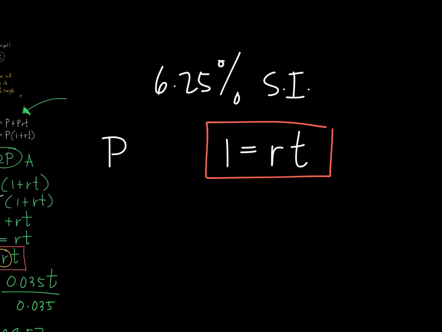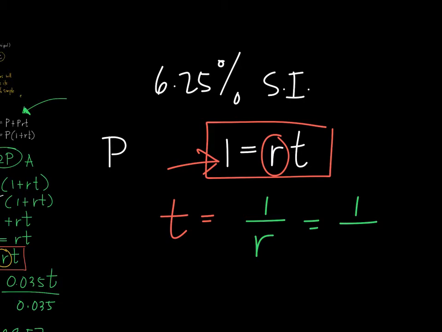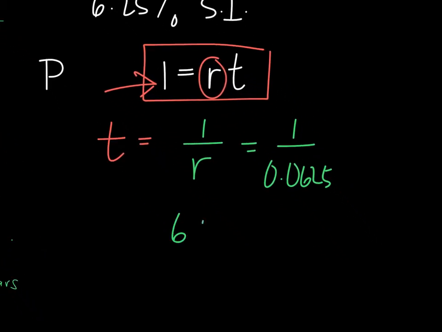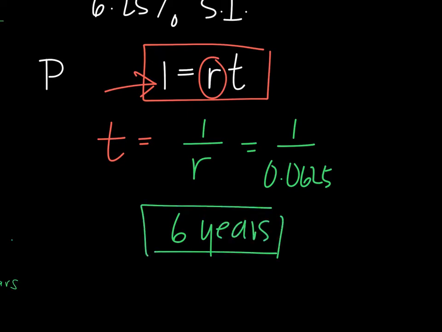Because this only needs the value of R, and 1 is always 1. So the time is simply 1 divided by R, and if R is 6.25%, that's 1 over 0.0625. Immediately it gives you the value for the time, and this will take 6 years for any value to double given 6.25%. So this could be taken as a shortcut.